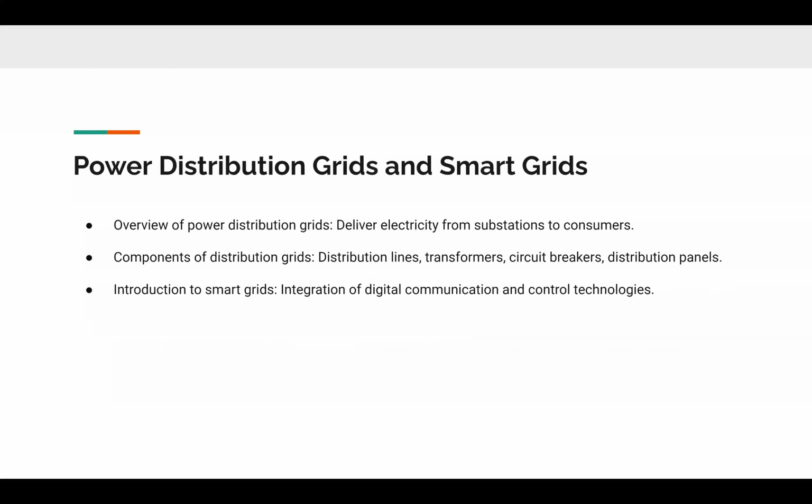So let's go on to power distribution grids and smart grids. An overview of power distribution grids is that they deliver electricity from substations to consumers. Components of distribution grids include distribution lines, transformers, circuit breakers, and distribution panels, which are all used to correctly, safely, and efficiently deliver the electricity to the consumers. And a little introduction to smart grids is the integration of digital communication and control technologies.